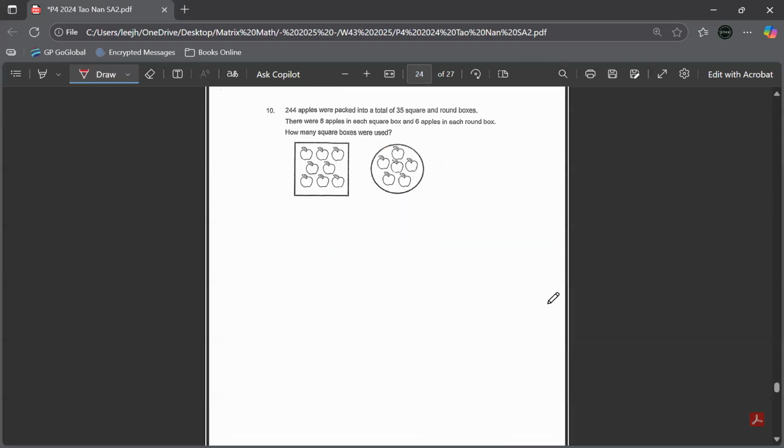Question 10. 244 apples were packed into a total of 35 square and round boxes. There were 8 apples in each square box and 6 apples in each round box. How many square boxes were used? So this is supposition because we don't know how many square boxes and how many round boxes we have. But we've got a total of 35 boxes in total and 244 apples. So if you want to find square, we suppose all are round boxes.